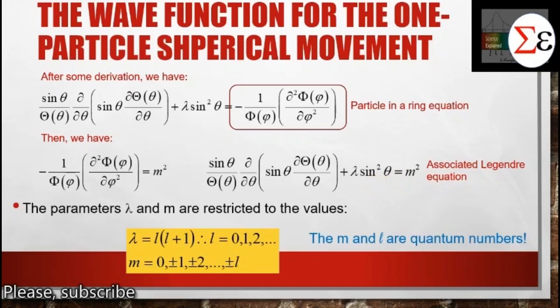And as a result, we have the quantum numbers lambda and m. Lambda is L times L plus 1, and L is 0, 1, 2, 3, etc. And m is 0, plus or minus 1, plus or minus 2, until plus or minus L. And m and L are the quantum numbers, the same quantum numbers as for the hydrogen atom.